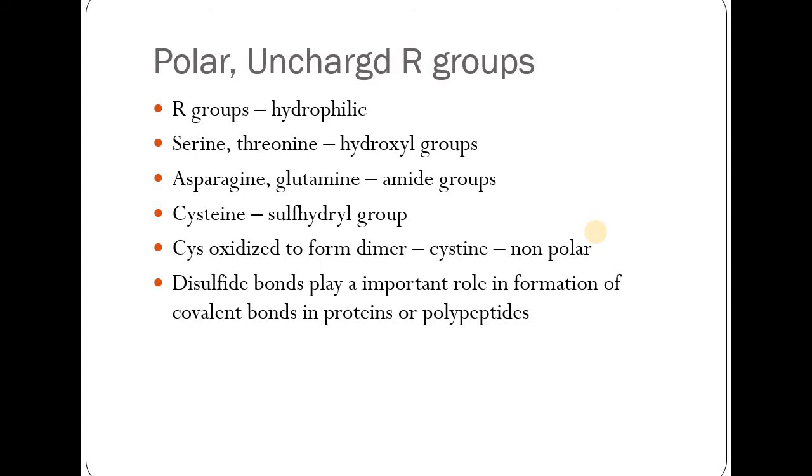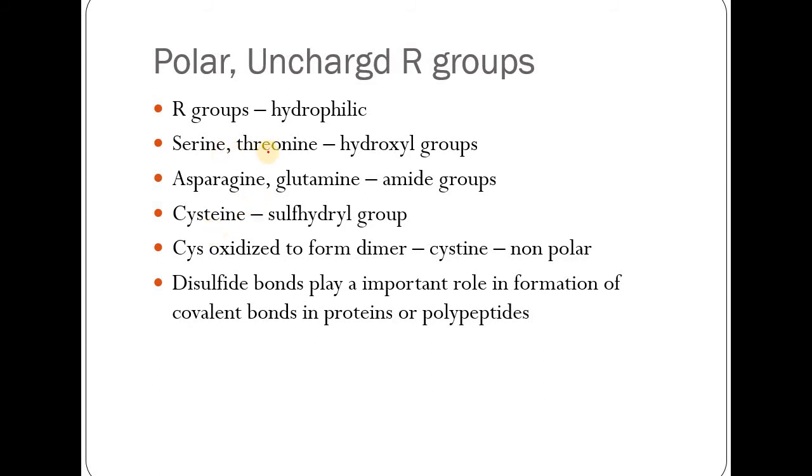Next we move on to the third group of amino acids, the polar uncharged R group. Here they are hydrophilic in nature. The important amino acids in this group are serine, threonine, asparagine, glutamine, and cysteine.